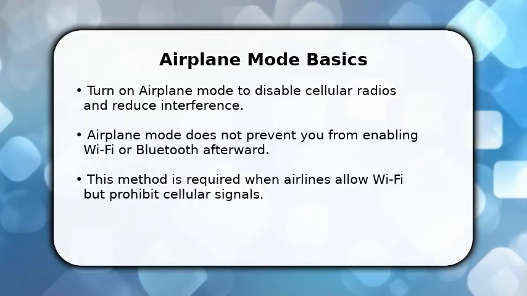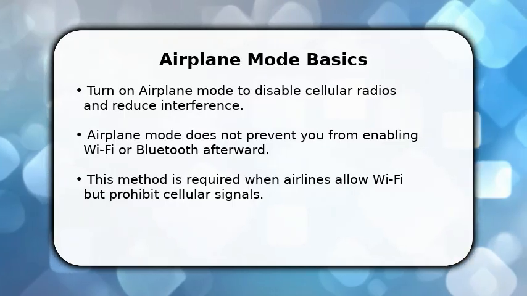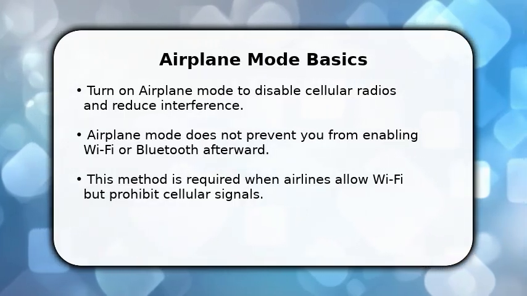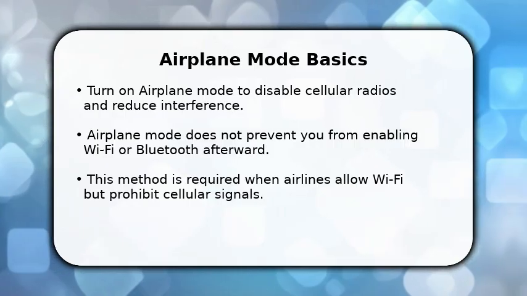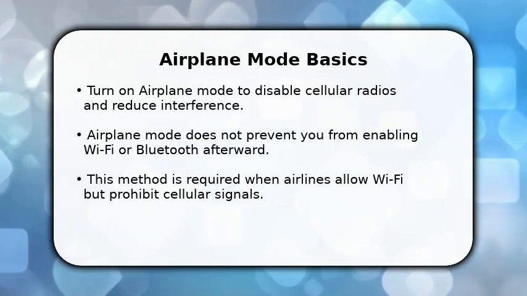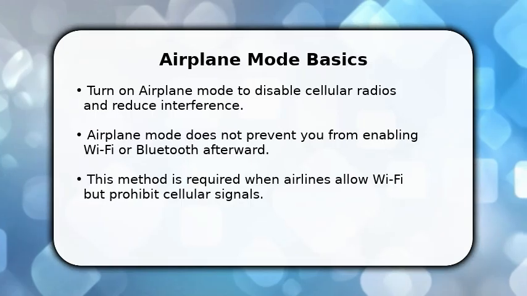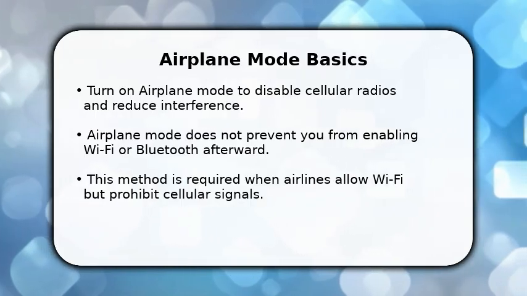Turn on airplane mode to disable cellular radios and reduce interference. This action stops voice calls, SMS, and mobile data from transmitting. It preserves the device for permitted onboard networks and complies with airline rules.